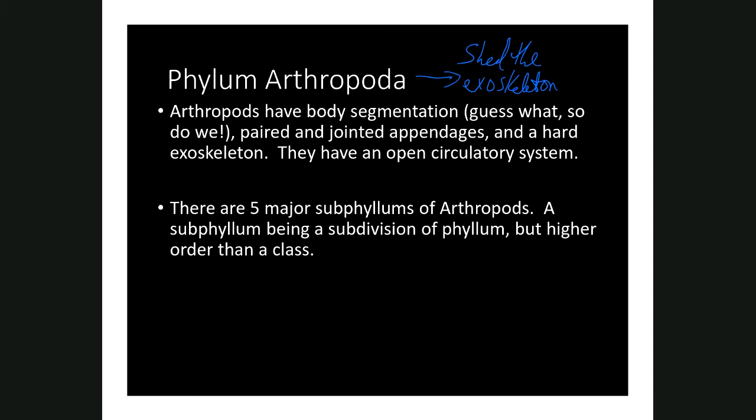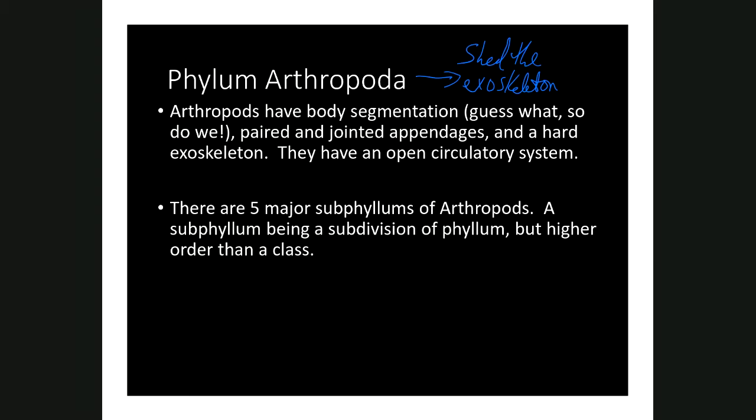All right, so the hardened exoskeleton cannot grow with the animal. So as the animal needs to grow, it must shed its exoskeleton, and then it'll pump up its body size with fluids, and then it'll form a new exoskeleton. Right? So the result is that arthropods grow in stages. They don't continuously grow every day; they just grow in stages.